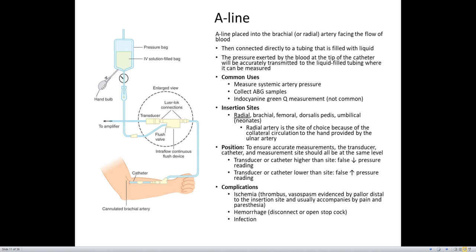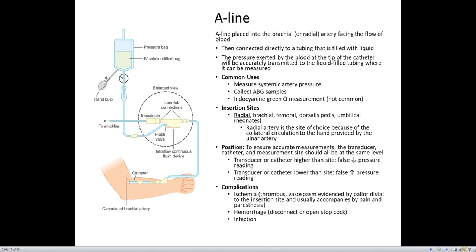Position. To ensure accurate measurements, the transducer, catheter, and the measurement site should all be at the same level. So go back to those physical principles we talked about. If the transducer or catheter is higher than the site, then there will be a false low pressure reading. If the transducer or catheter is at a lower position than the site, then there will be a false higher pressure reading.